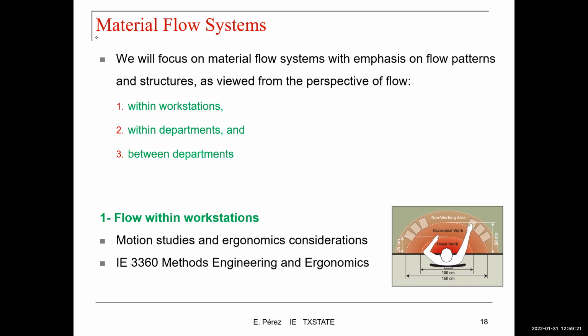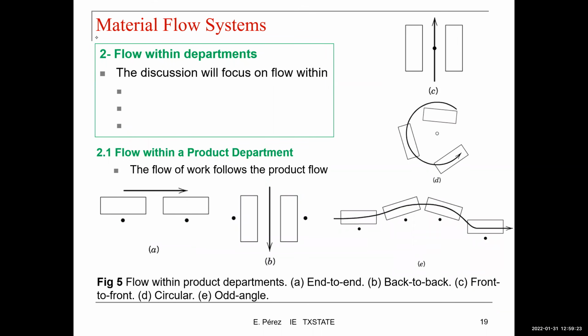We're going to be focusing more on the next things, which are the flow within departments. So the design of departments: once you have your workstations, how are those going to be located inside the department? How many machines are you going to need inside that department and so on? So, flow within departments. The discussion will focus on flow within product, process, and product family departments.